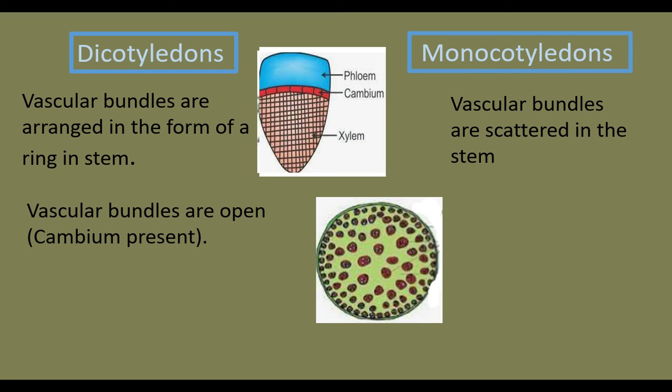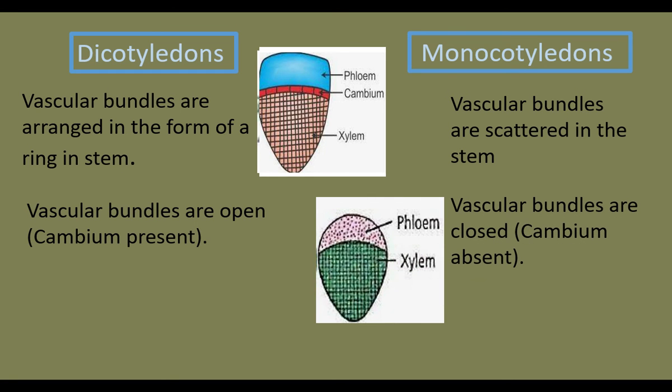Vascular bundles are open in dicots. In an open vascular bundle, cambium is present between xylem and phloem. The cambium is a meristematic tissue. It provides new cells. In monocotyledons, vascular bundles are closed. There is no cambium in between phloem and xylem.